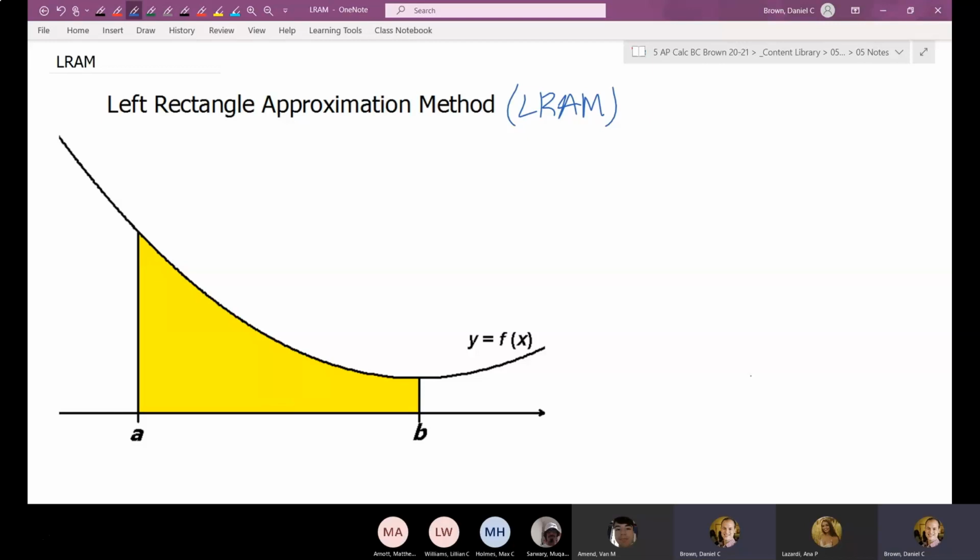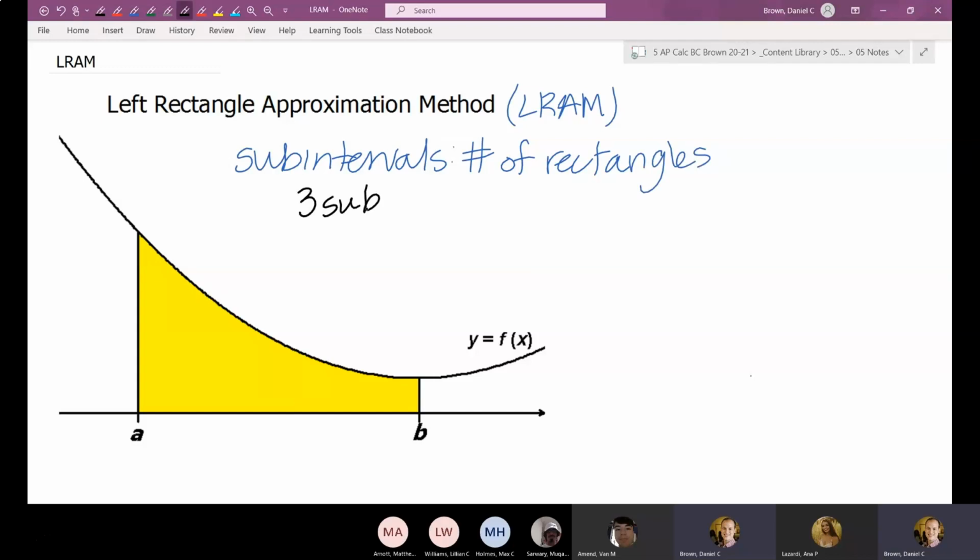We know the more rectangles we use, the more accurate the area is going to be. But they will give you sub-intervals, which is basically going to tell you the number of rectangles you're using. For the sake of just seeing it, I'm going to use 3 sub-intervals, just so you can see how these would be drawn. So I am doing a left-hand approximation method. We will take the area that we want to find, divide it evenly into 3 rectangles.